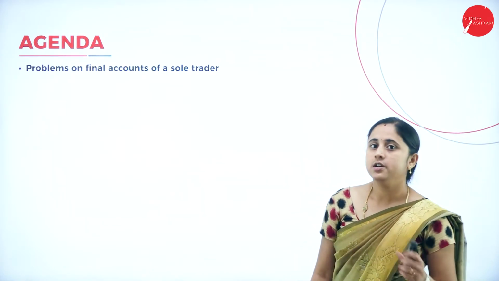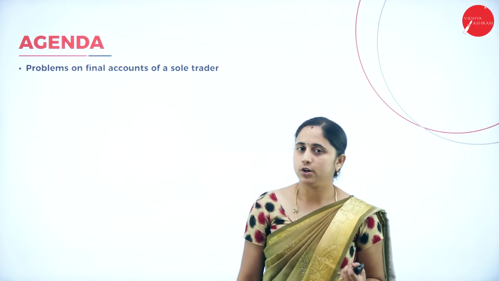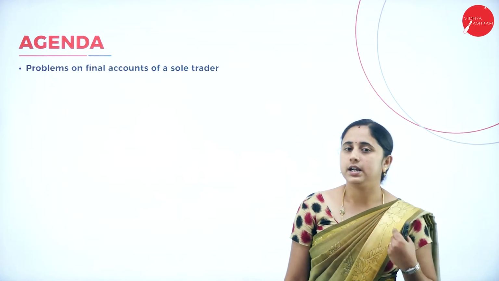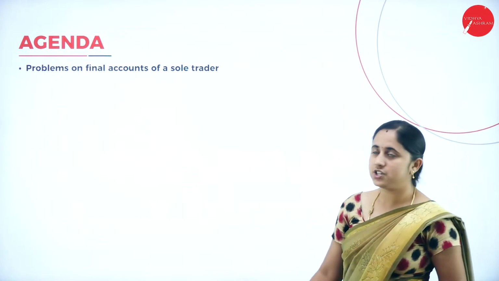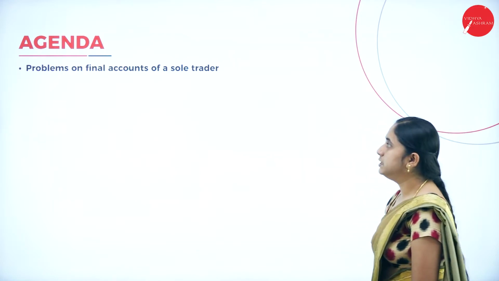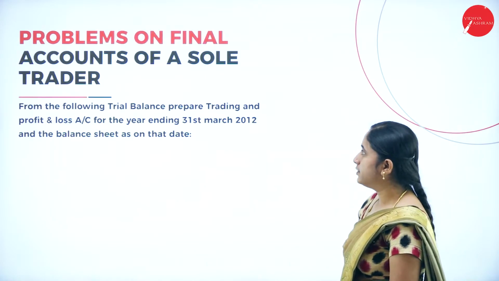We are in session 10 of Unit 1, subject Accounting. In the last class, we discussed the introduction to final accounts of a sole trader, the meaning of final accounts, and the profit and loss account, trading account, and we know the format of the trading, profit and loss account and balance sheet. So let's continue with the same topic, the problems on final accounts of a sole trader. In today's session, let's start with the problems. Let's start with the first problem.